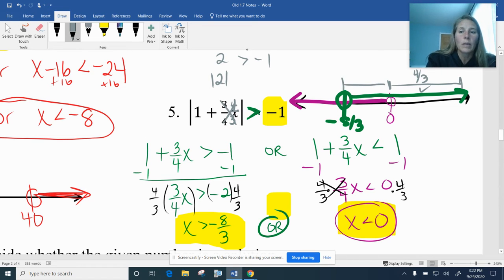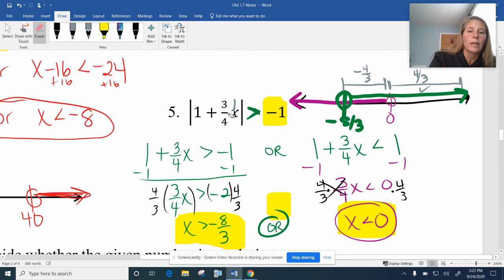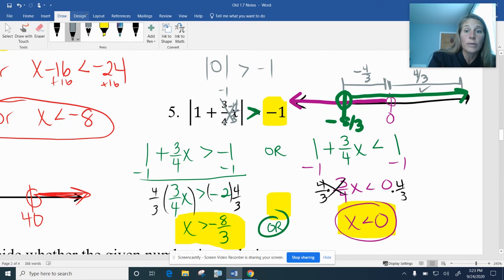Then I want to pick something in between the 0 and the negative 8/3. So maybe I'm going to pick negative 4/3, okay? And again, the main reason I'm picking this weird number is because when I put that in here, it's going to cancel the fraction out. So then that's 1 minus 1, which is 0. And the absolute value of 0 is 0, but 0 is still greater than negative 1, so we know that section works.